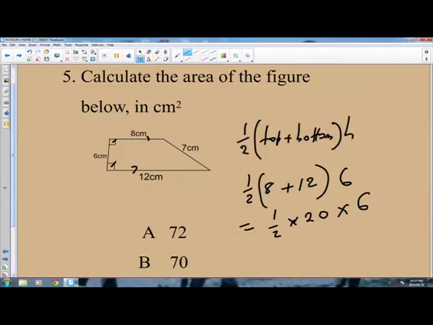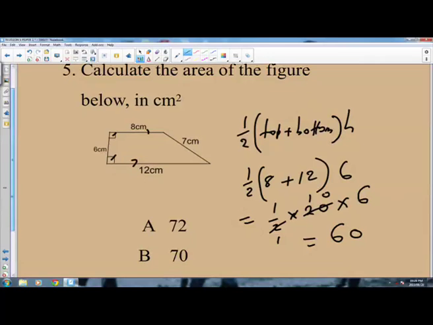Multiply this also by 6. So 2 into 20 is 10. And then we have 1 times 10 times 6. And then what is 1 times 10 times 6? We have 60. The answer is 60.